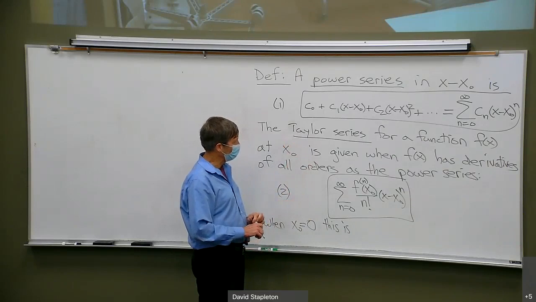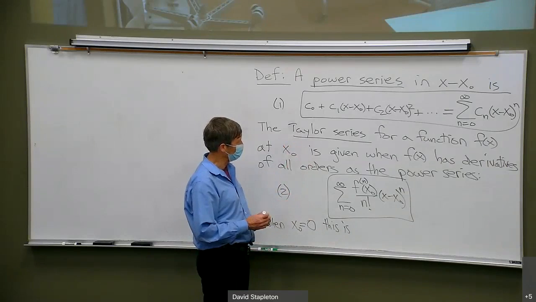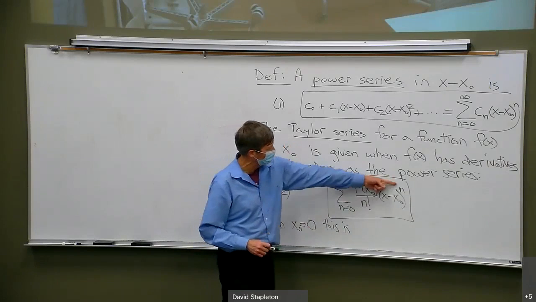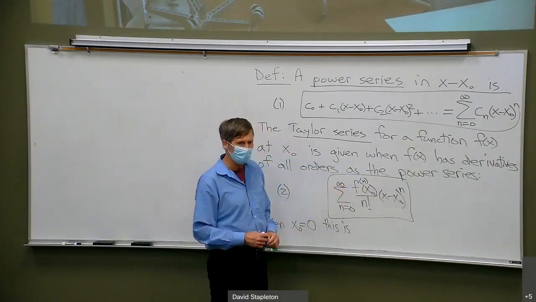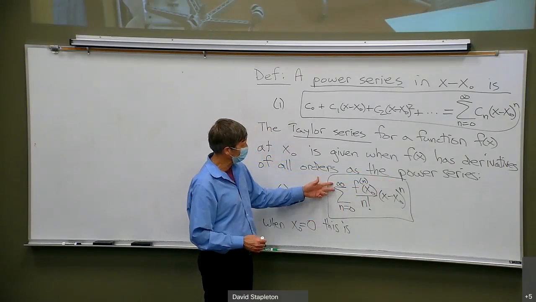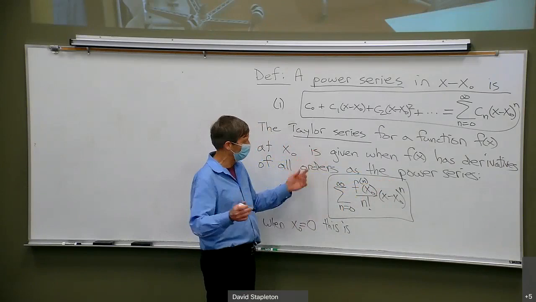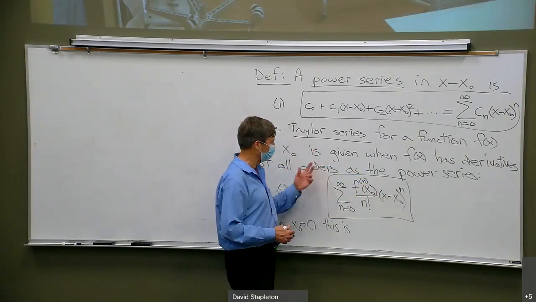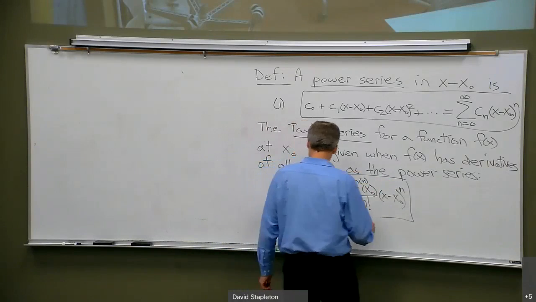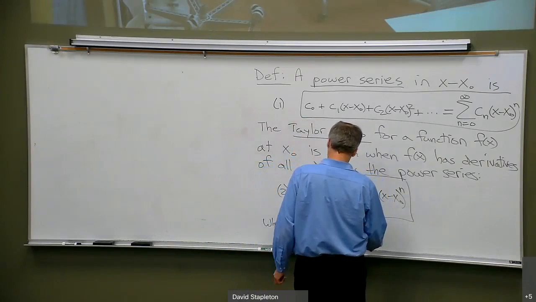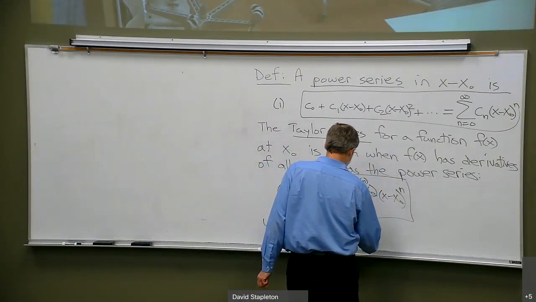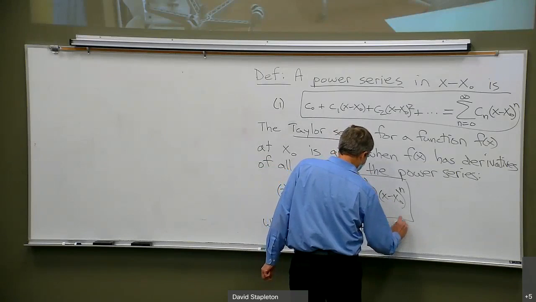The Maclaurin polynomial, or a Taylor polynomial, stopped after you got to the nth power. These go on forever to infinity. So that's the only difference. If you stop after some finite place, then you've got a polynomial of that degree. If you go on forever, then it's a series, a power series. All right, so when x naught equals 0, this is called the Maclaurin series.